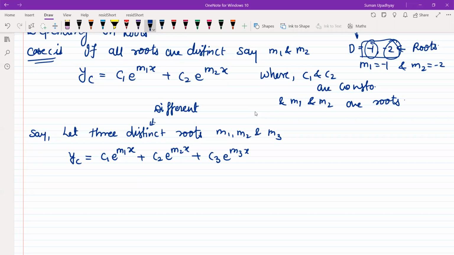All right. If four roots are there and all are distinct, then this thing plus C4 e to the power of m4x. You will add one more term, that is C4 e raised to m4x. So this was the case number 1. I hope you have understood. This was the case if all the roots are distinct.